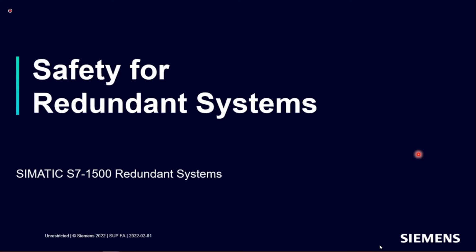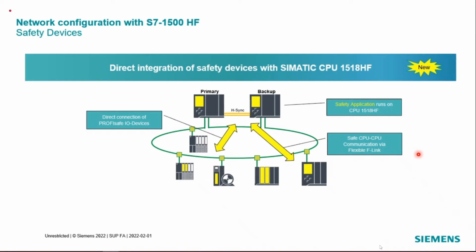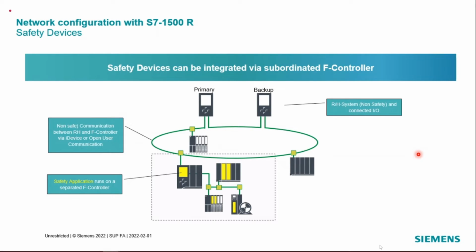Safety for redundant system. Because we have this 1518 HF CPU, we can directly connect safety devices in the MRP ring, and using these PROFIsafe IO devices or safety applications running in the main CPU, the controlling of the system can be done directly. So there is no need of a separate PLC in this case. But it may happen that my application is very small and I don't want a 1518 HF, but for a smaller section of the safety part, I can have a separate CPU.